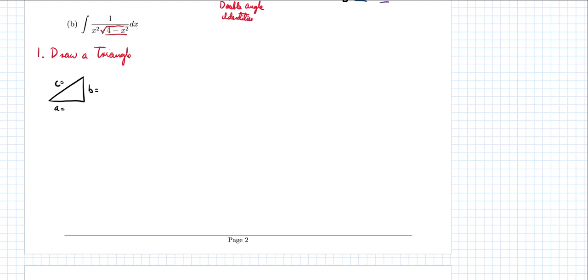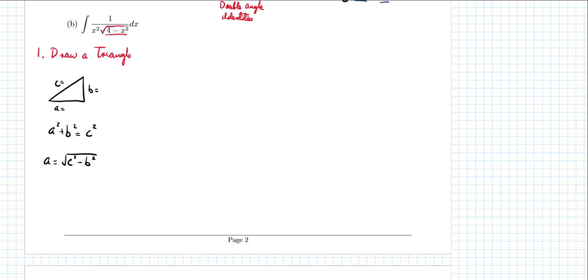Taking a look at this one, if we think about the Pythagorean theorem, we're going to have a squared plus b squared is equal to c squared. Since we have a difference of squares, it looks like we're dealing with a side of a triangle. So I'm going to define a as the square root of c squared minus b squared.